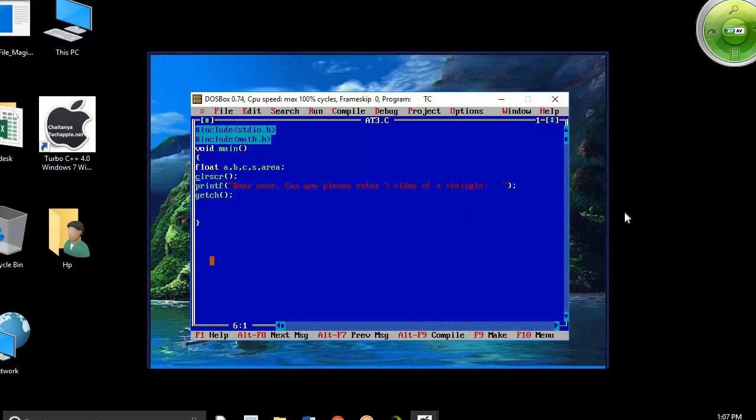Let us tell the computer system, dear machine, take three inputs. That's why I go for scanf, then percentage f, in double quotes, comma, ampersand a, comma, ampersand b, comma, ampersand c. While writing the program, look at the colors. Now see here, the format first part is in pink color, the symbol in yellow color, the variable name in green color.